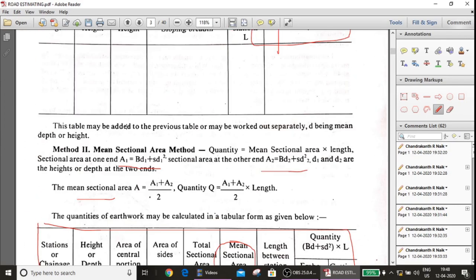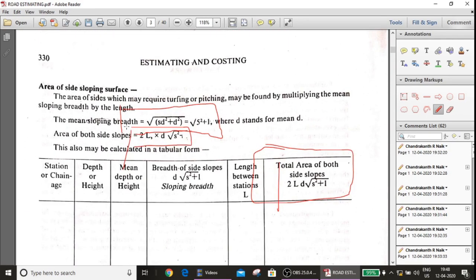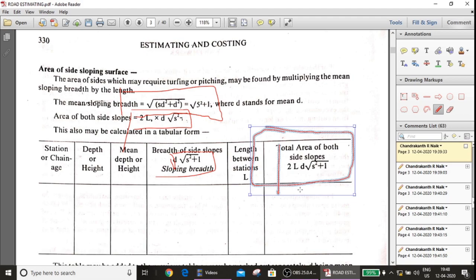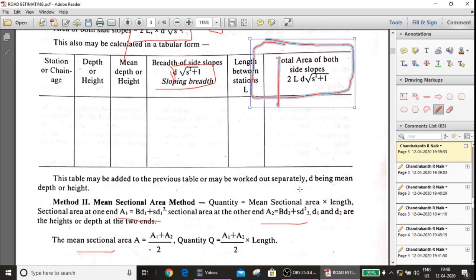So see here we have the formula for the area of the side slopes: D is equal to root of S square plus 1. And the area of the two side slopes is equal to 2L into D into root of S square plus 1. If we multiply by 2L, it is the total area of both the side slopes.